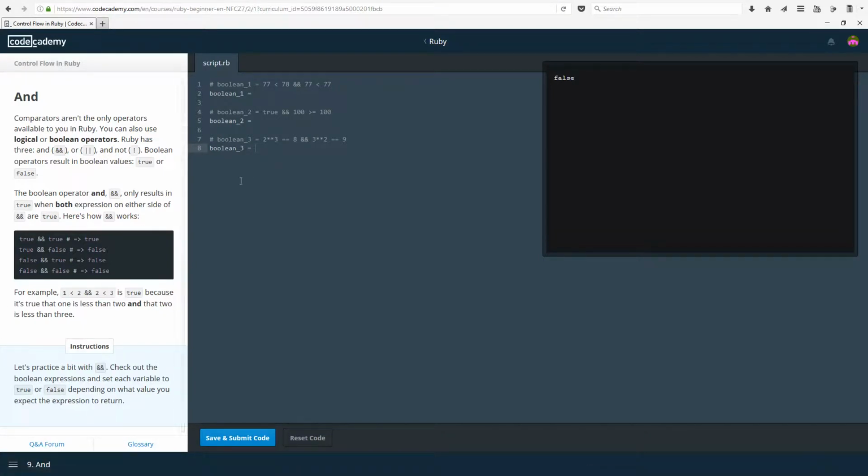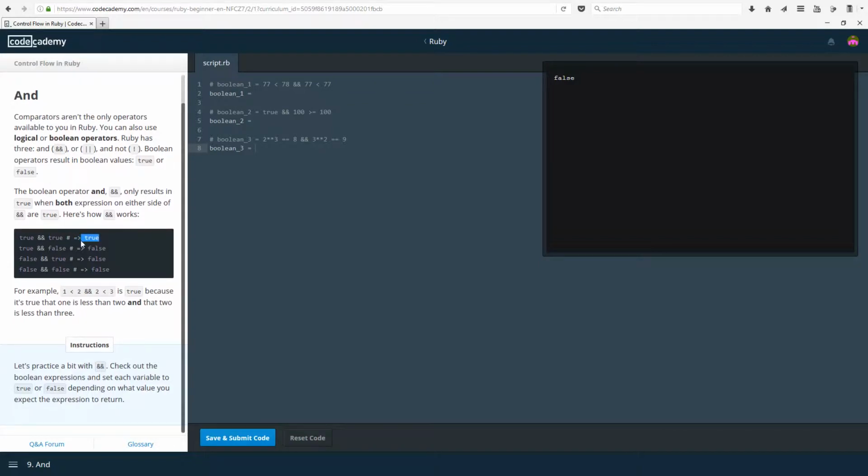The Boolean operator AND only results in true when both expressions on either side of AND are true. So you have to have this and that to get true. If one of them is false or both of them are false, then it's false. So here's how AND works. You have true and true comes out as true. True and false comes out as false. False and true comes out as false, and false and false comes out as false.